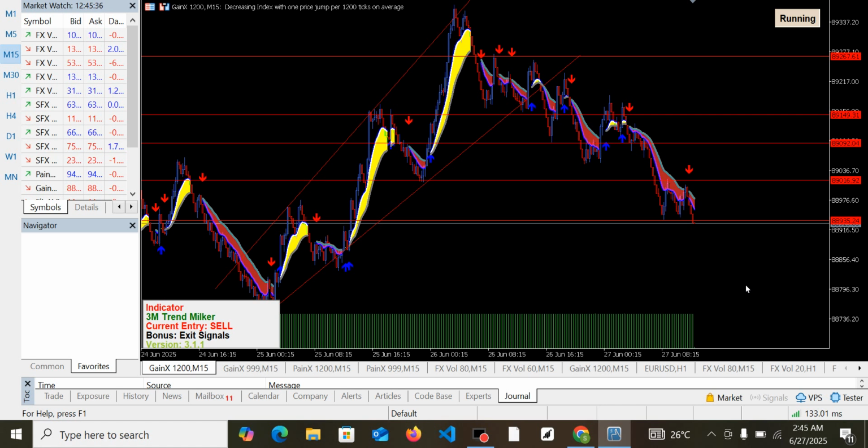Okay, so quickly, let's jump into what we are having right here. Like I said, GainX 1200 was one of the signals which I posted within the Telegram channel yesterday. And of course, all the signals I posted on all the assets yesterday did very well and they were amazing. So I'm going to be using this as an example.